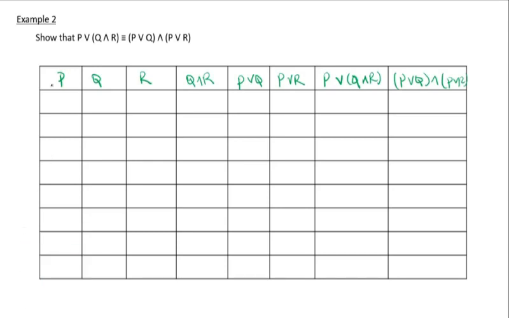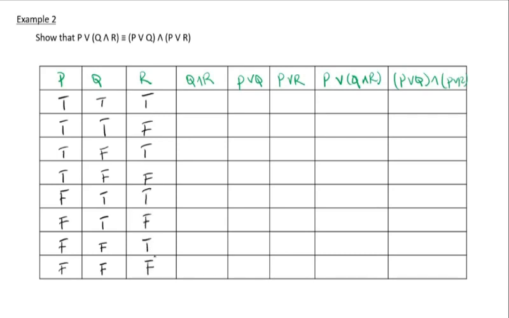So for 3 statements, the rows that we provide are 8, and then we fill them in this way. For P we have true, true, true, true, then false, false, false, false. For Q, we will have true, true, false, false, then true, true again, then false, false. Then for R, which is the last statement, we have true, false, true, false, true, false, and then true, false.